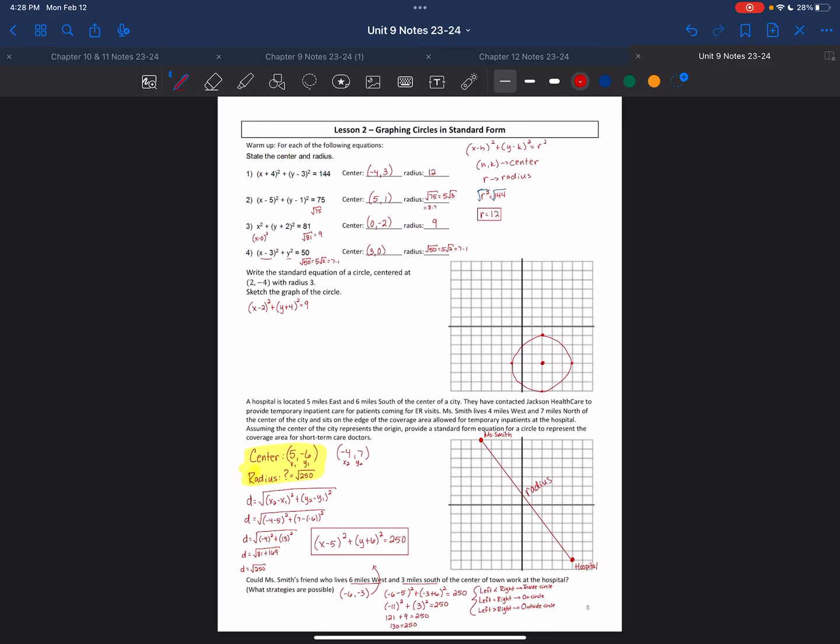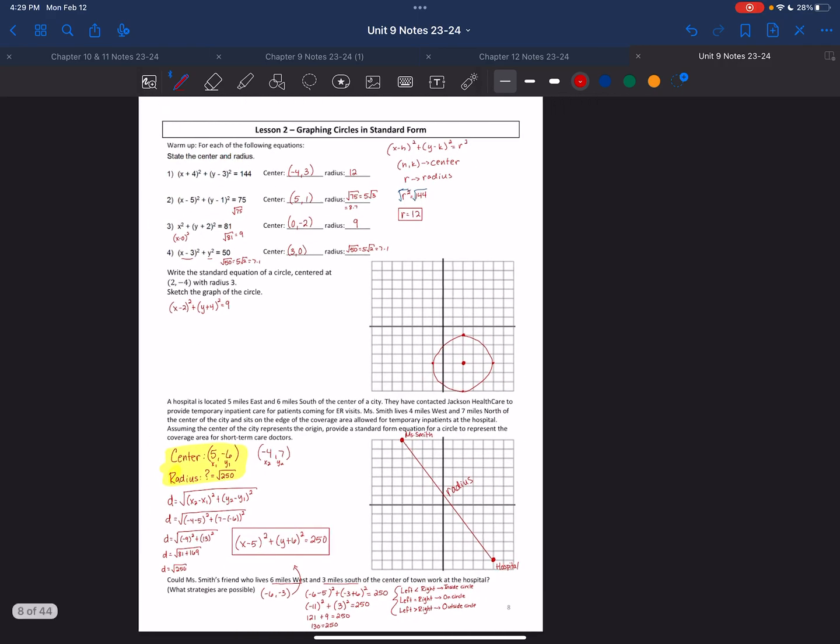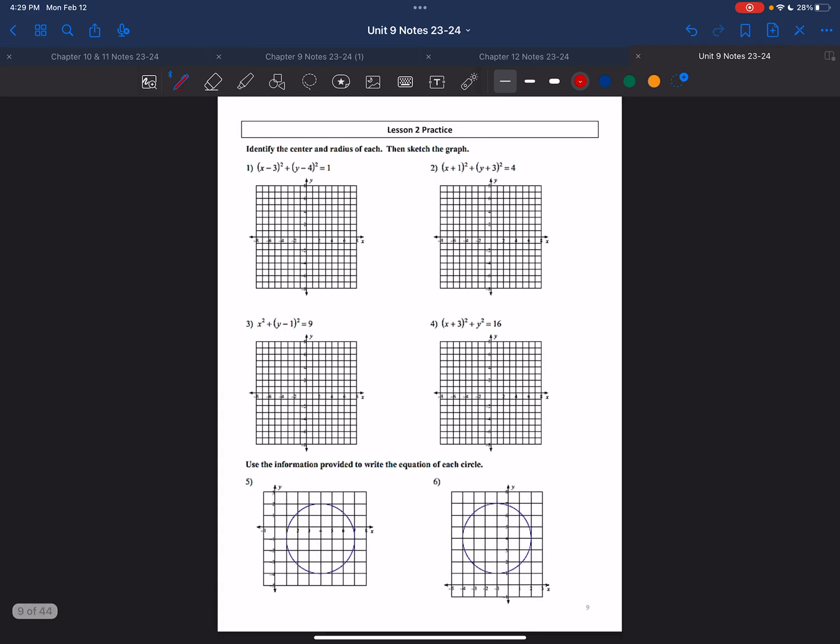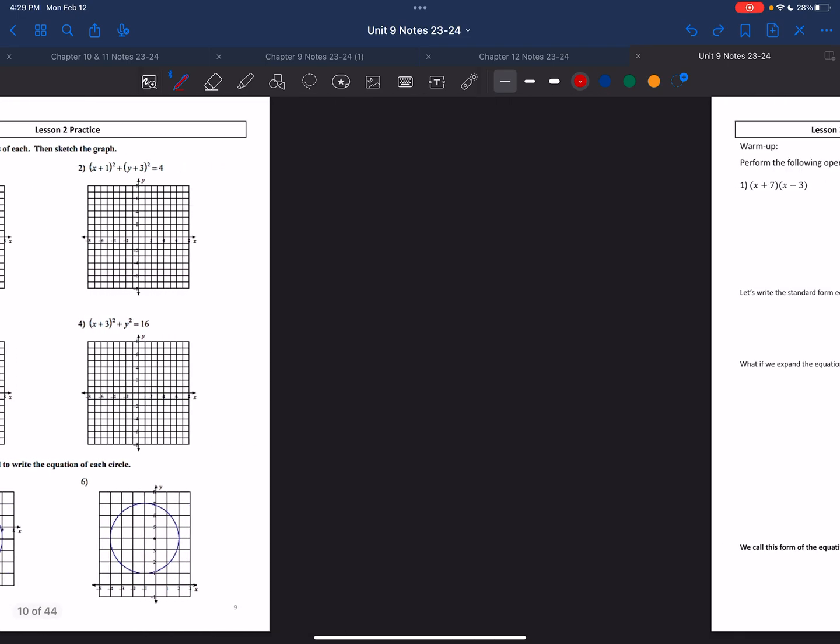All right, so that's all the notes we have for lesson 2. The practice is just page 9, so you need to complete all of page 9 for practice. And then when we get back together, we'll do lesson 3.